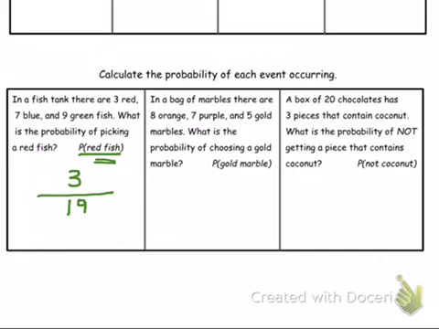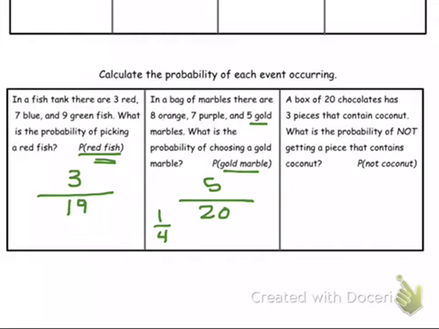Let's look at the next one. In a bag of marbles, there are 8 orange, 7 purple, and 5 gold marbles. So again, how many total marbles? You got 15, 20 total marbles. We're looking for gold ones. How many gold ones are there? 5. So the probability of getting a gold one is 5 out of 20, which is 1/4. And again, we can change that to 0.25, 25 hundredths, or 25%.